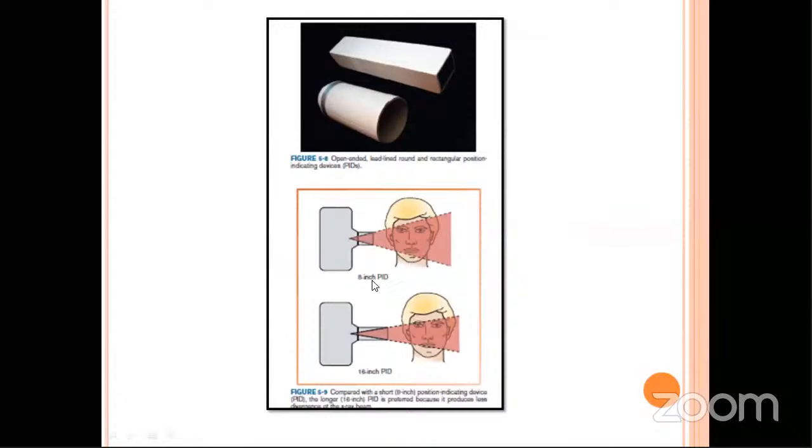When you use a short cone, if the position indicating device is small, then the exposure will be large. If the position indicating device is long, in the long cone technique, the amount of exposure to your skin is very less. If the position indicating device is short, then the amount of exposure is more. Based on this, you will get some statement questions. If you remember this diagram or take a screenshot of it, you can answer them.